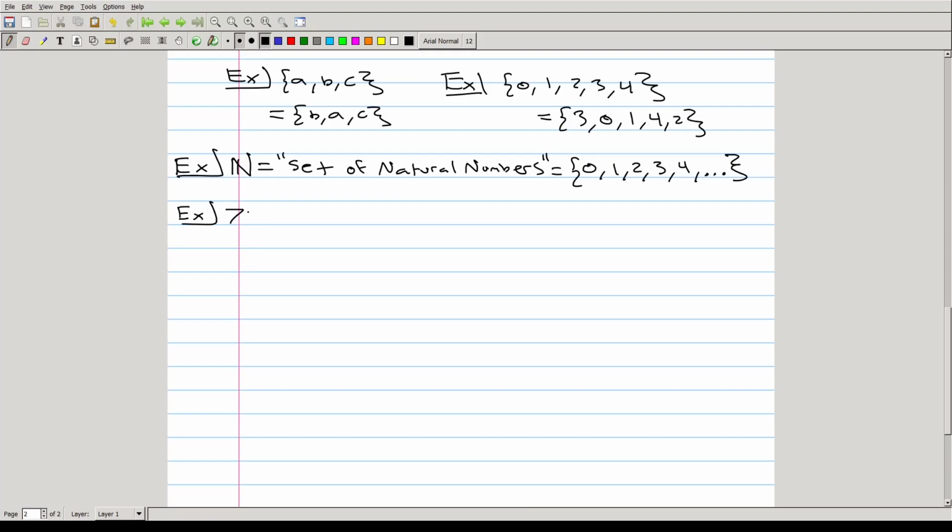Another example of a set is the integers. These are 0, positive and negative 1, positive and negative 2, positive and negative 3, and so on and so forth. This is also written down in roster method.